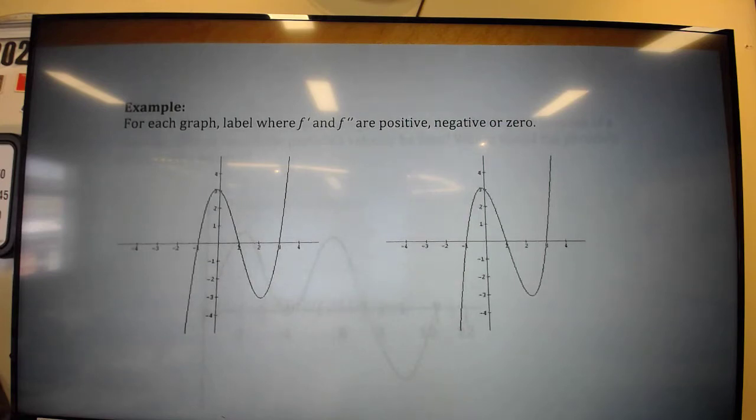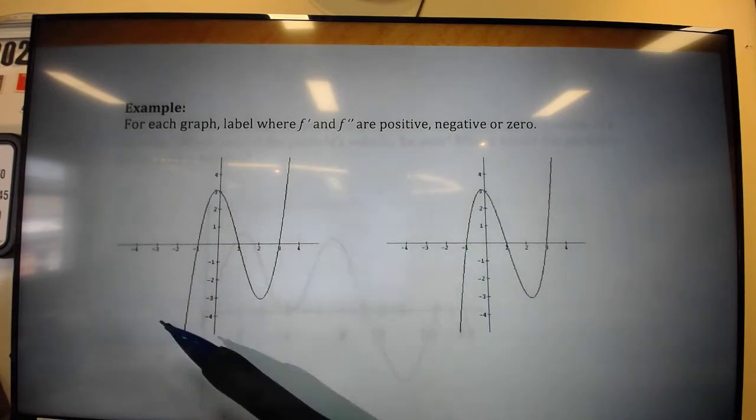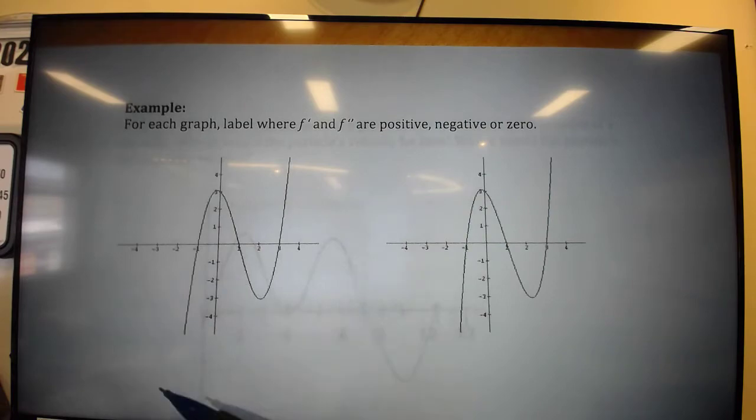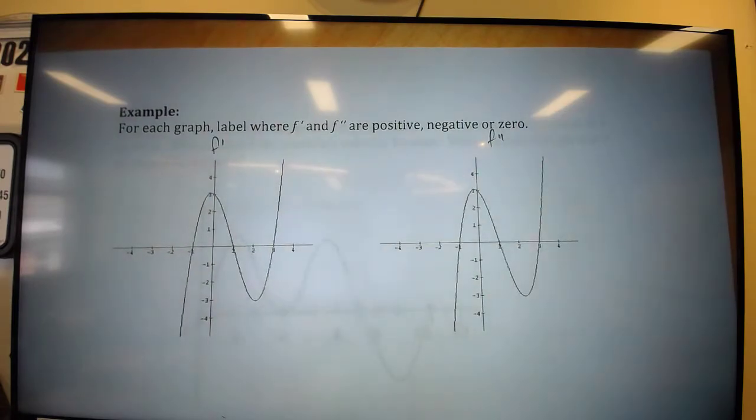Okay, section 5.3, part 2, picking up from where we left off the last time. So this should be the next sheet in your booklet, and we're going to look at where f prime and f double prime, so first derivative and second derivative, are positive, negative, or zero. So we've got two copies of the same graph, so we're going to do all of the f primes here and all of the f double primes on the second column.